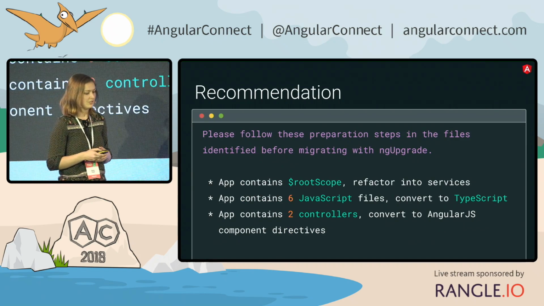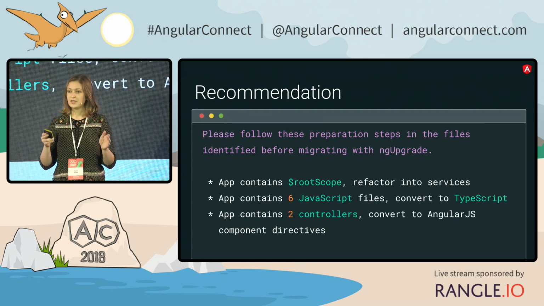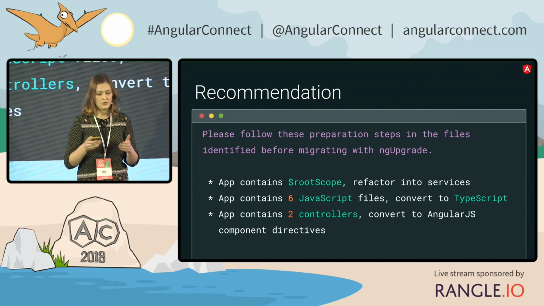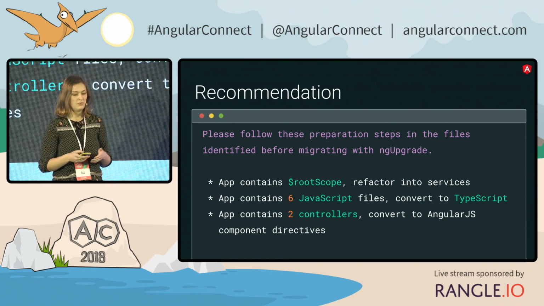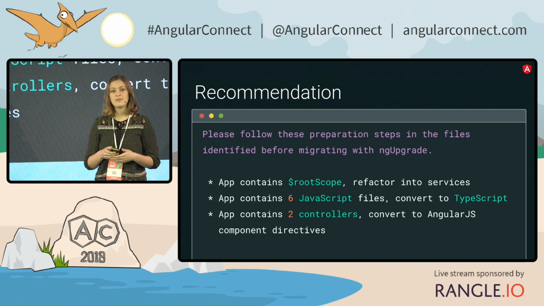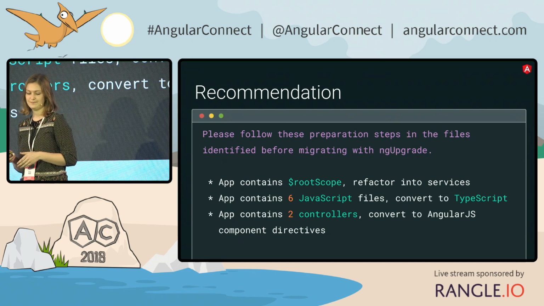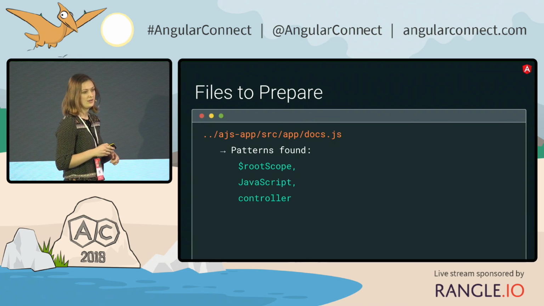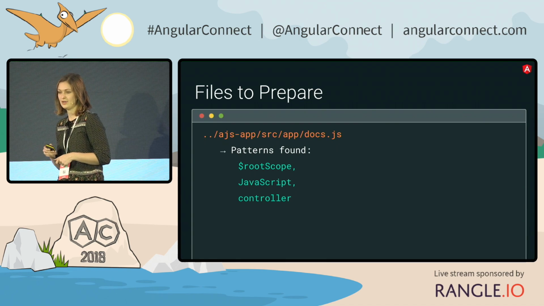The recommendation section is important because it identifies exactly how you can convert those AngularJS patterns to Angular compatible patterns. So if you find root scope, we recommend converting them into services. When we find controllers, you want to convert them into AngularJS component directives, which I'll talk a little bit more about later. And finally, we have this files to prepare section. Again, we identify all of the patterns found in each and every file so that you can start from each file when migrating.